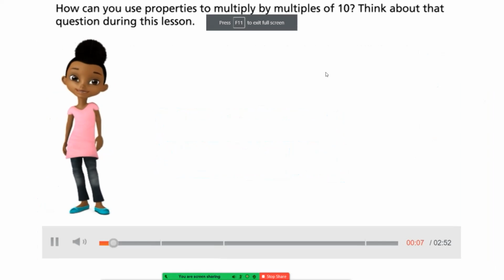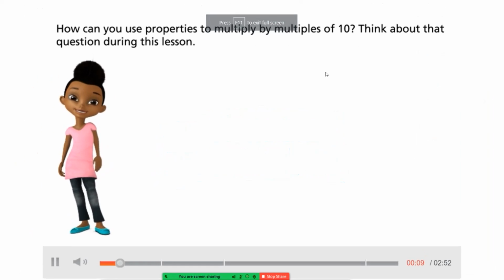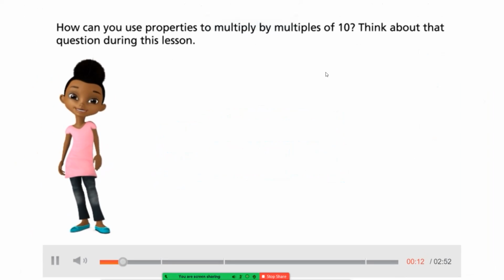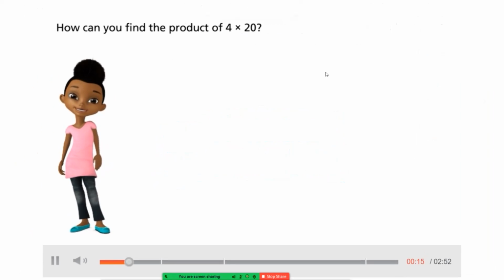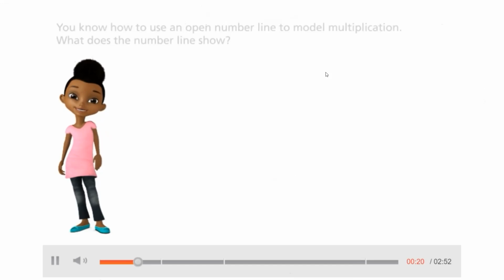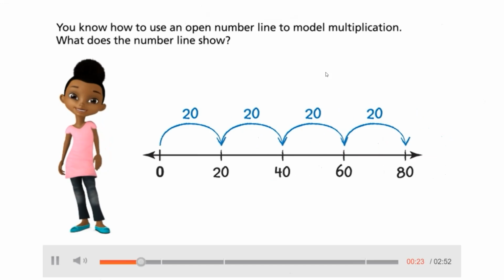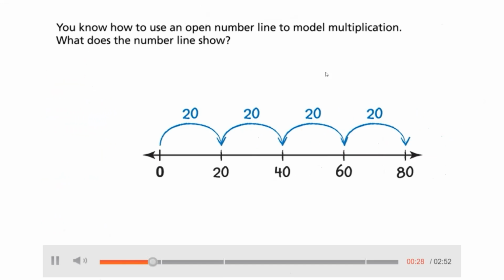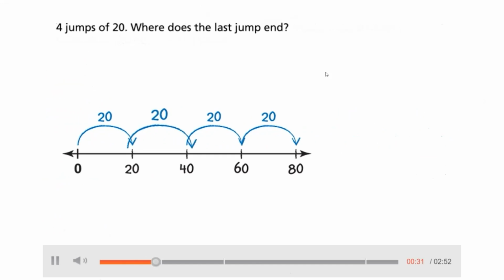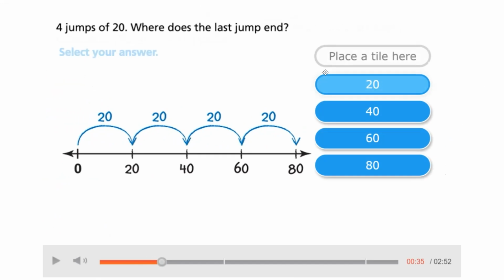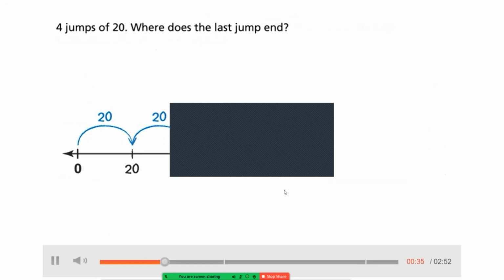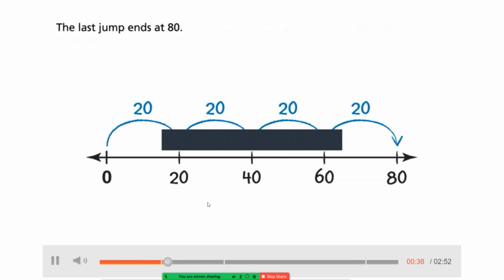How can you use properties to multiply by multiples of 10? Think about that question during the lesson. How can you find the product of 4 times 20? You know how to use an open number line to model multiplication. What does the number line show? 4 jumps of 20. Where does the last jump end? Select your answer. The last jump ends at 80.